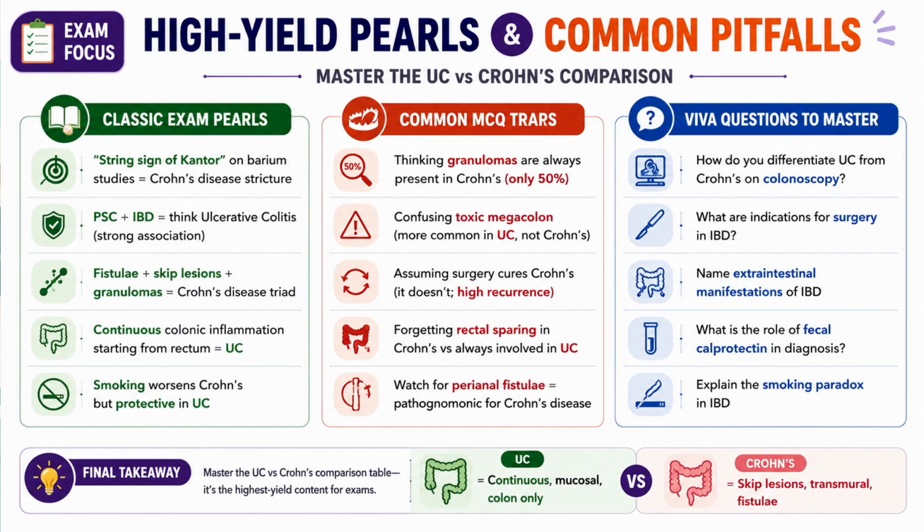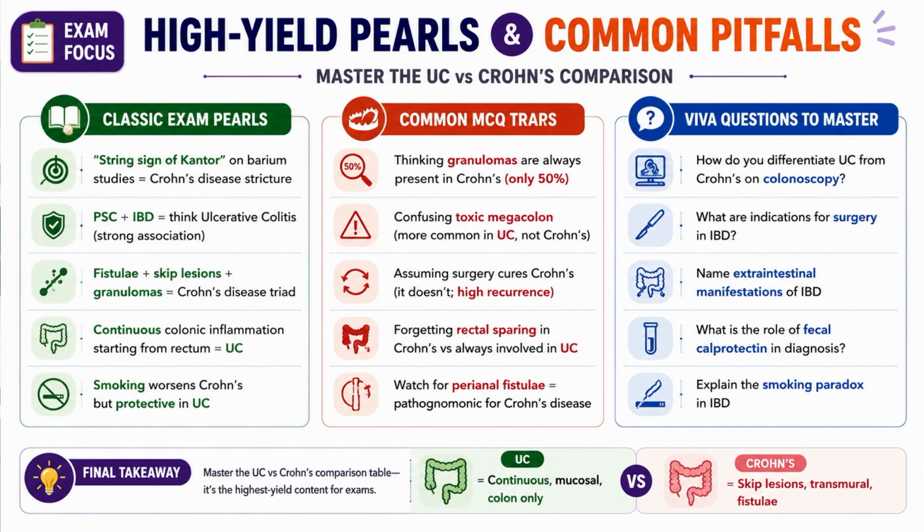So, what are the common MCQ traps? Thinking granulomas are always present in Crohn's? No, only 50% of the time they are present. Confusing toxic megacolon: it is more common in UC and not in Crohn's. Assuming surgery cures Crohn's disease? No, because there is high recurrence. Forgetting rectal sparing in Crohn's versus always involved in ulcerative colitis. Watch for perianal fistula. It is pathognomonic for Crohn's disease.